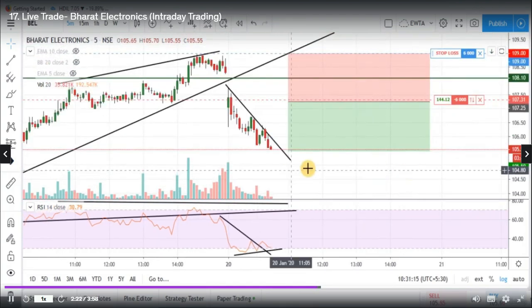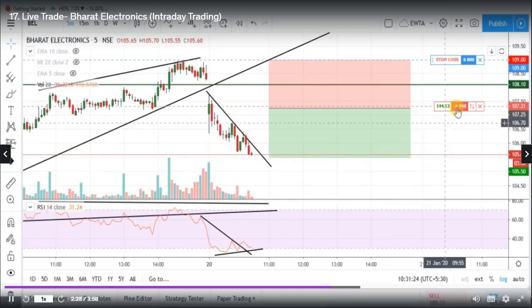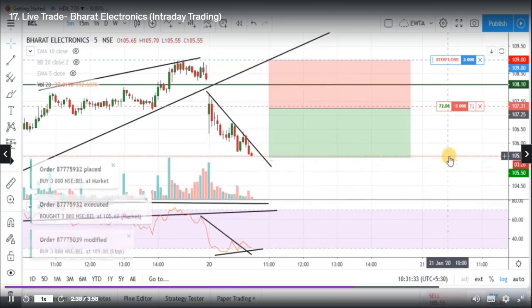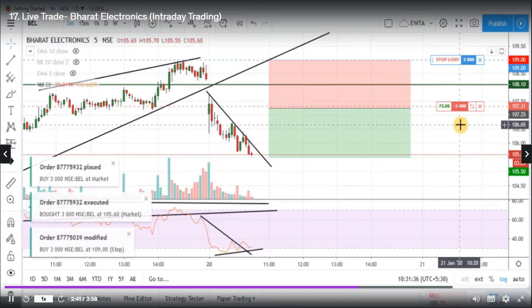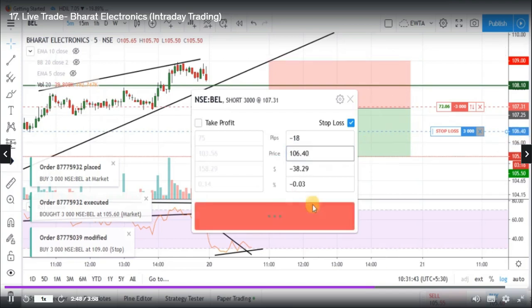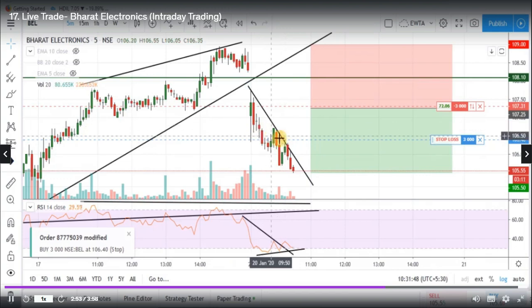You now see prices have reached up to this level. This is 1:1 R2R profit in this stock. So I'm buying back 3,000 shares out of 6,000 shares. That is my half position. I'm shifting my stop loss level to the high of this last pullback. See, this was the last pullback.